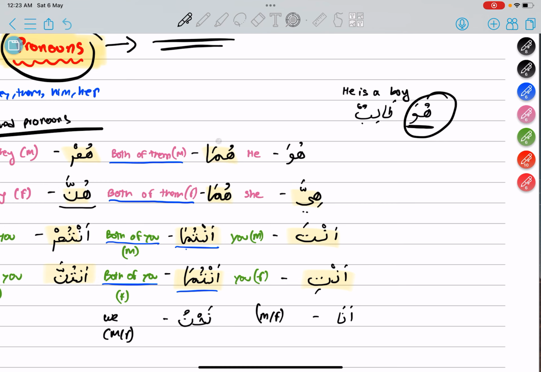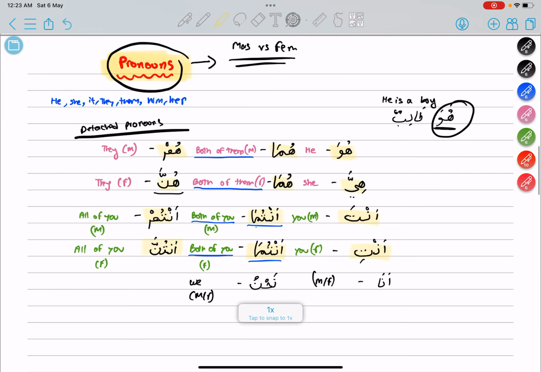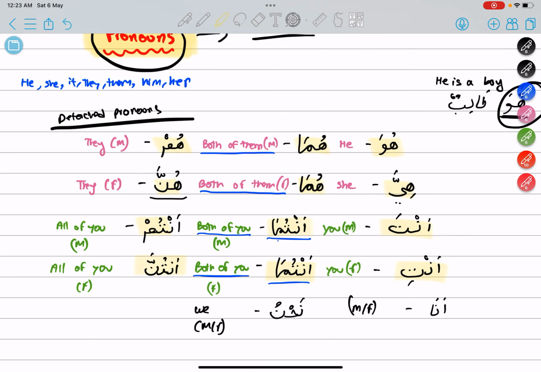So let's go through these again. Huwa, huma, hum. Try to memorize this in this sequence. Huwa, huma, hum. Hiya, huma, hunna. Anta, antuma, antum. Anti, antuma, antunna. Ana, nahnu.